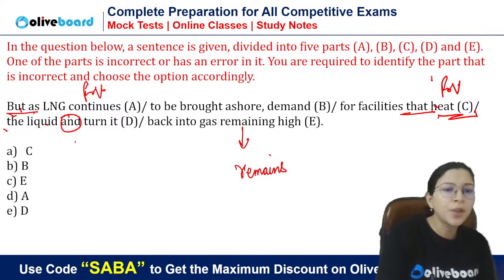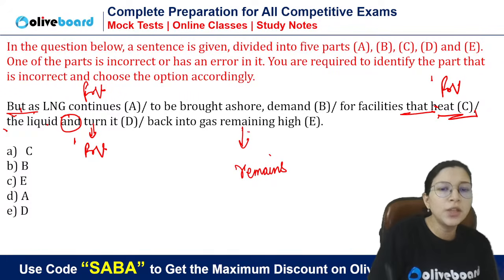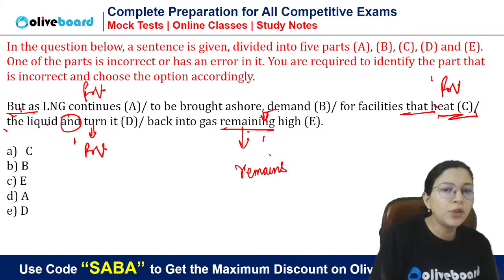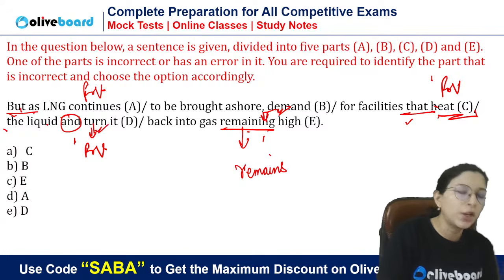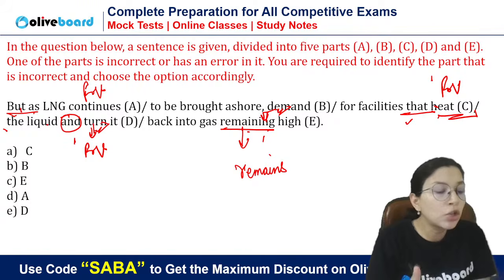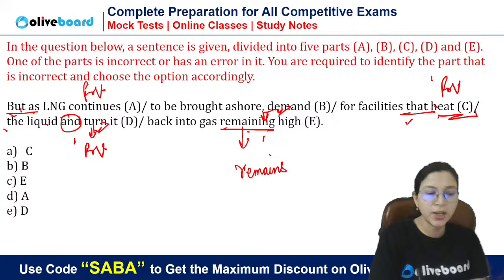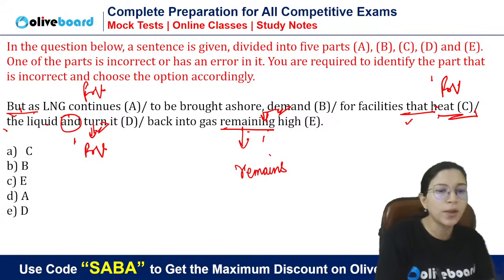Heat is used as a verb. Turn is also used as a verb. And this remaining one has to be changed into a finite verb, because it is used for demand remains high. Demand for what? The facilities that heat liquid and turn it back into gas. Turn back is not a superfluous expression. Return back, retreat back, all these are superfluous expressions. Okay? Turn back is never superfluous. So simple, the answer is CE.